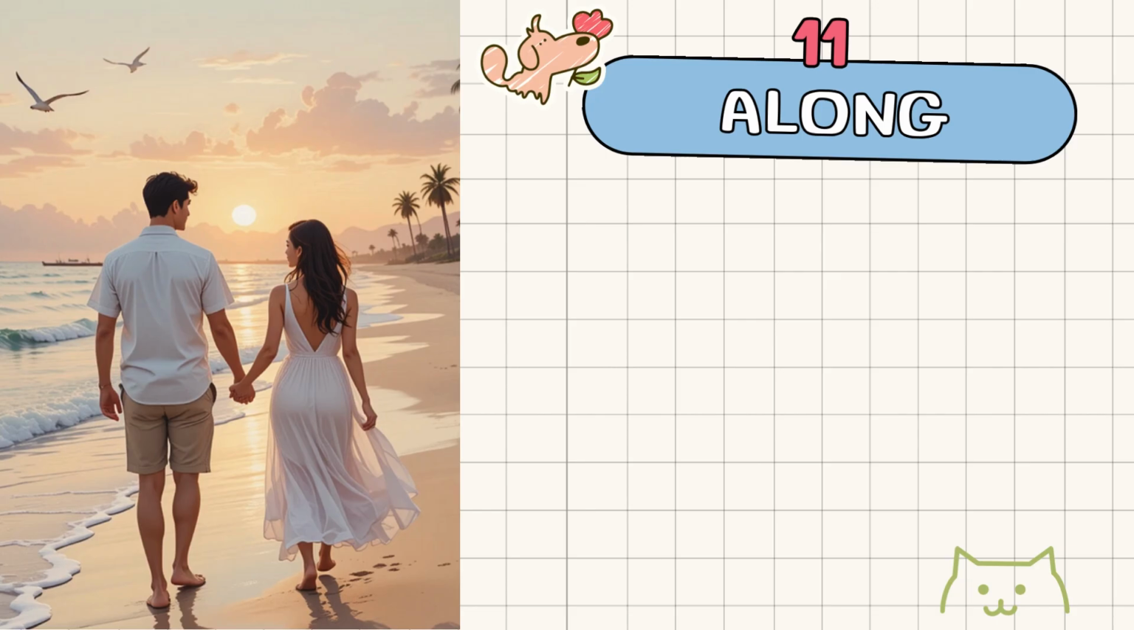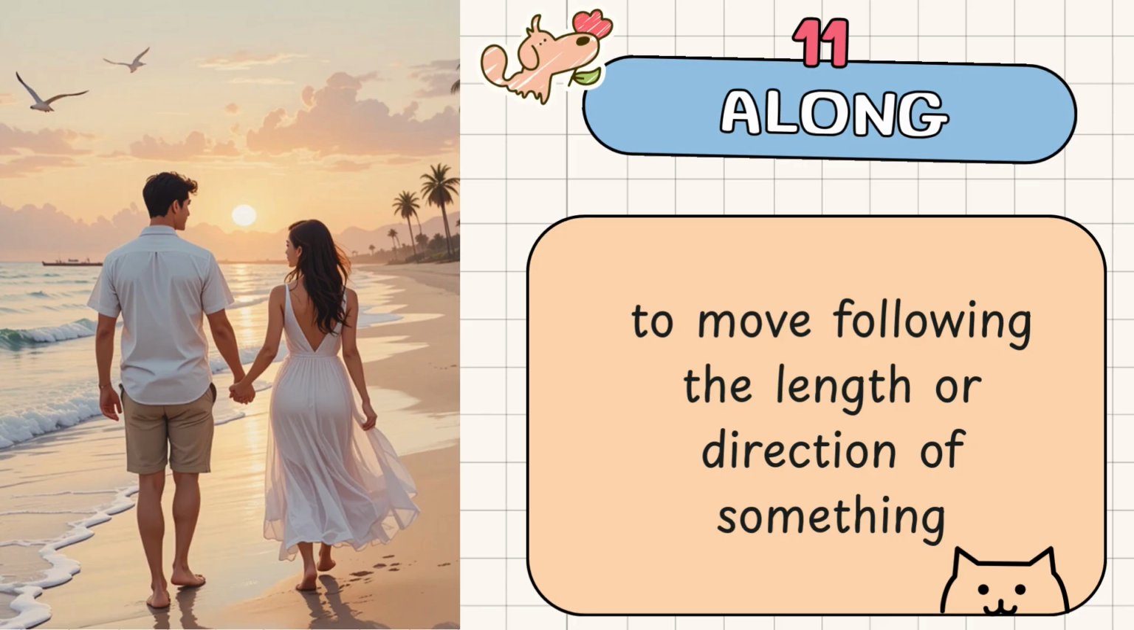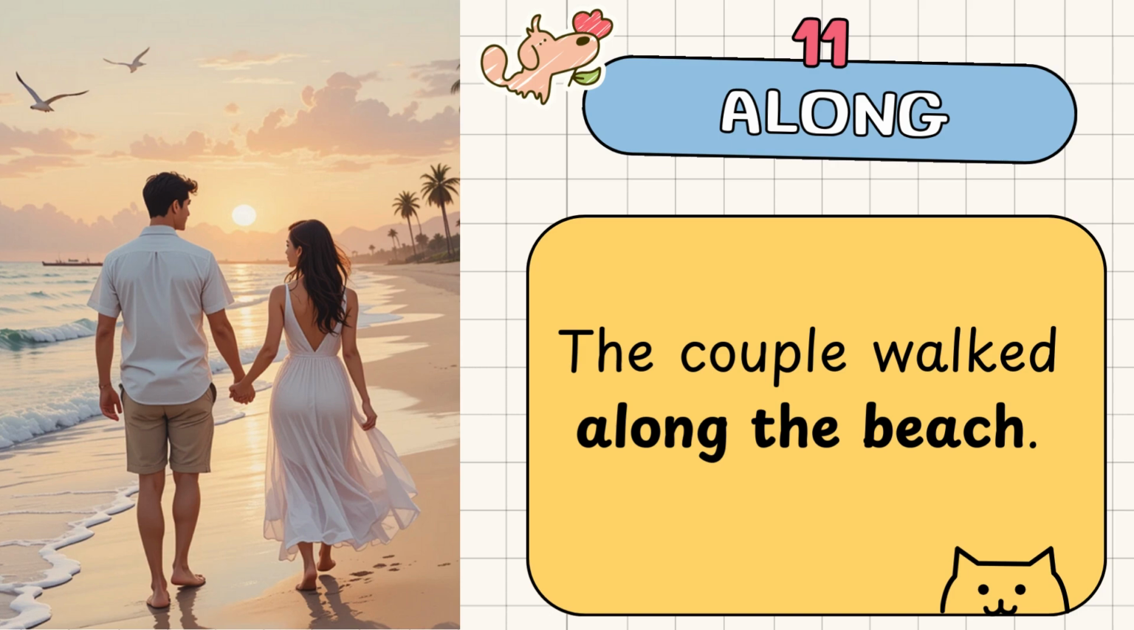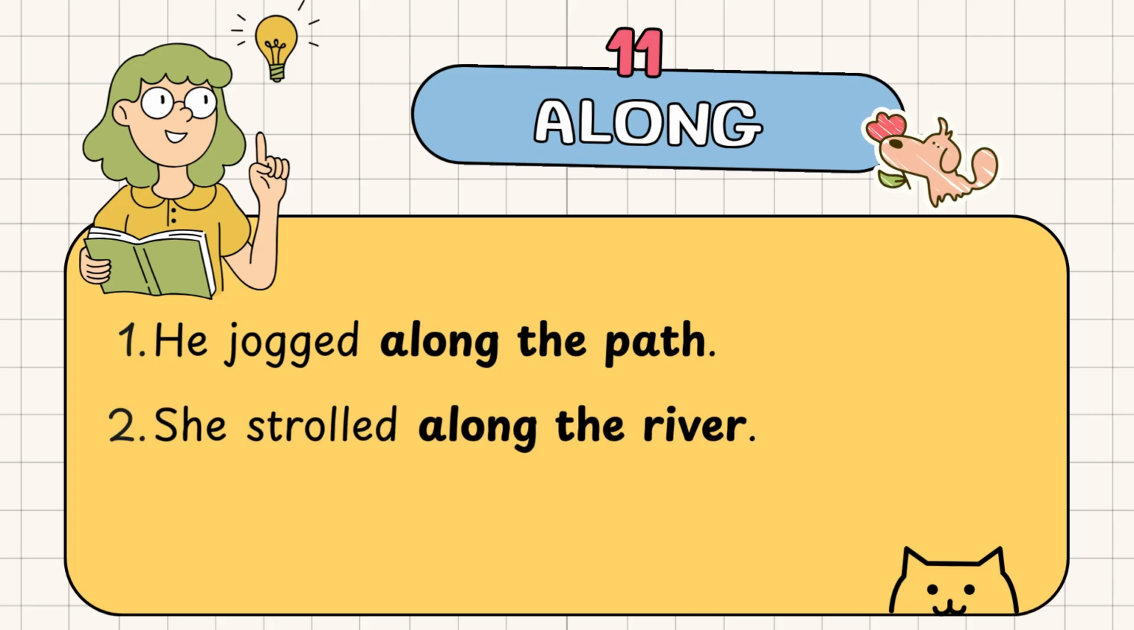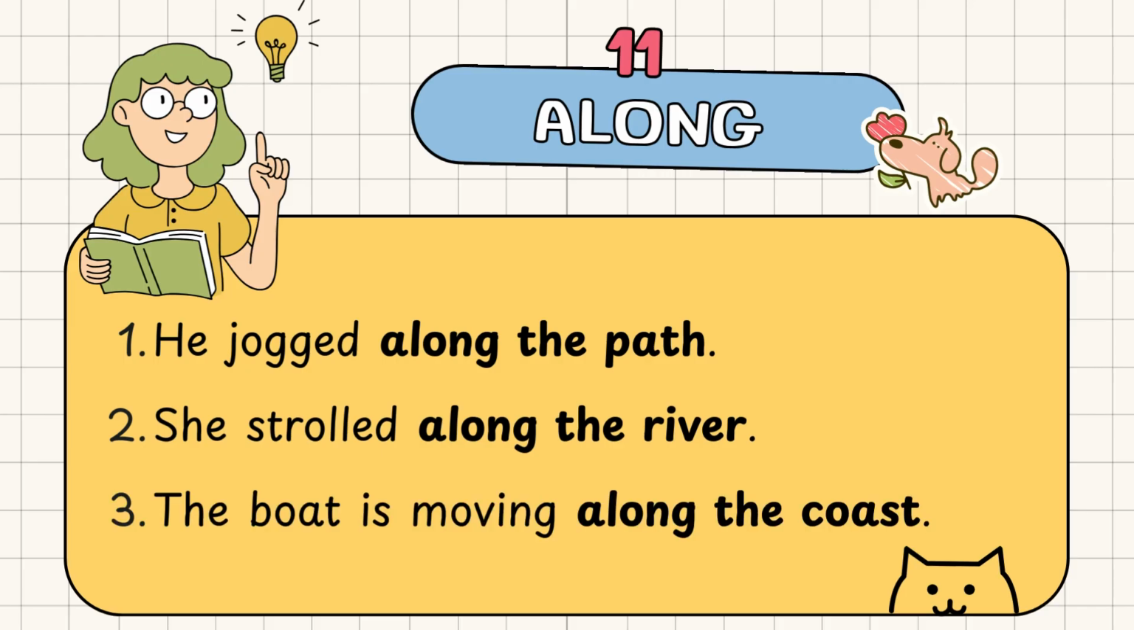Along. To move following the length or direction of something. The couple walked along the beach. He jogged along the path. She strolled along the river. The boat is moving along the coast.